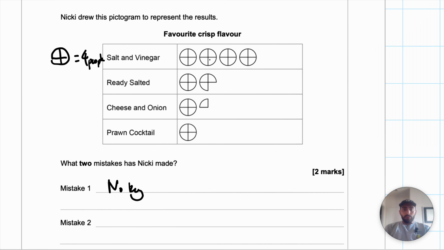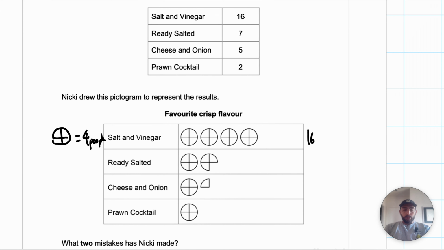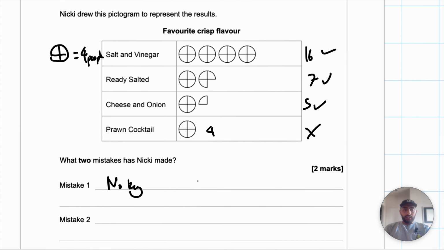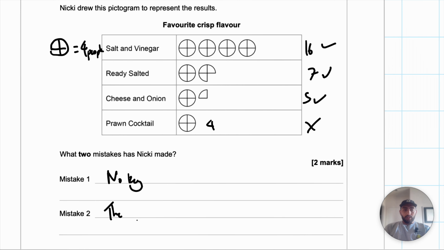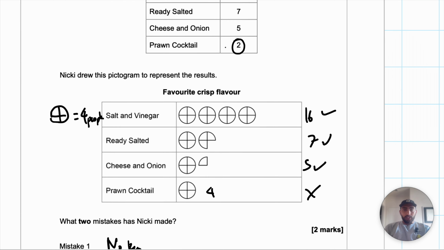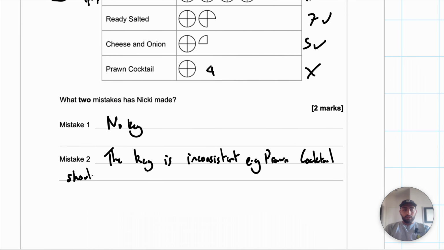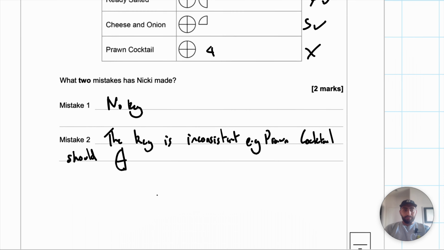In this first one, we've got 4, 8, 12, 16, so that's fine. And if we compare it to that, it's the same as that. So 4 and 7, that would be the same as that. 4 and 1, that's the same as above, 5. And this one would be 4, but here it's 2. So that means the key is inconsistent. E.g., prawn cocktail, it should be 2. So you could just draw it like that.